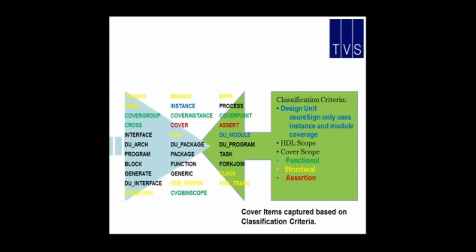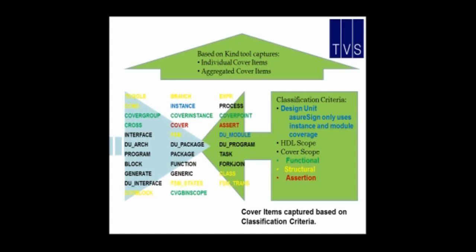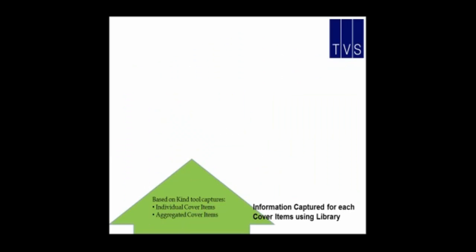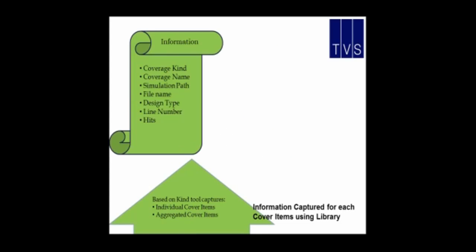So design units expanded a bit more there for you. We only use instance and module coverage. So you can now see in blue the information we get from the UCIS interface on instance and design unit module. The color scheme may not be brilliant, but hopefully you can pick it out. On functional coverage, we get cover group, cross coverage information, coverage instance, cover points, coverage bin scope. We can also then get information about structural coverage and assertions as well. It allows us to classify the data that's coming out of UCIS, okay? And we assign a kind to that information, which then allows us to pull that information into our tool based on the type of data we've got, okay?